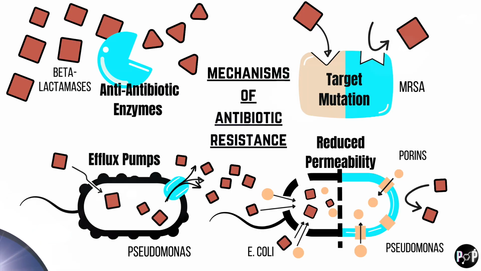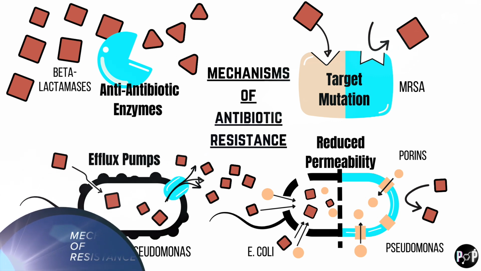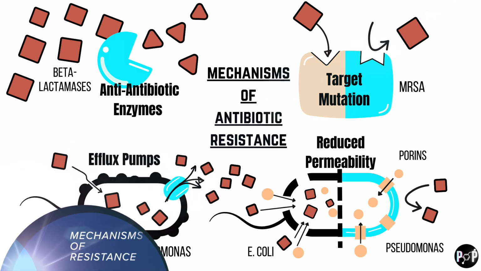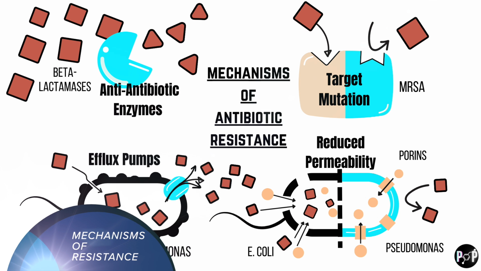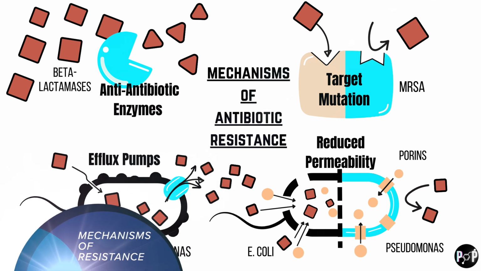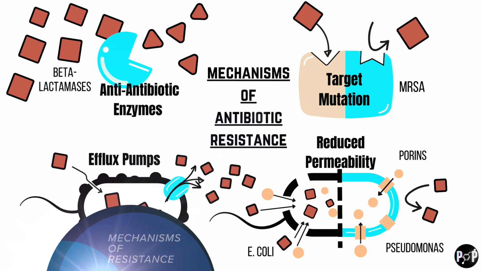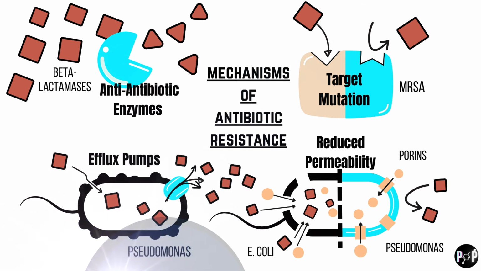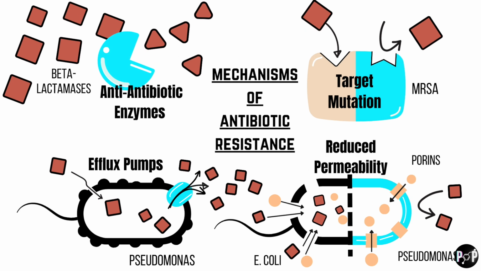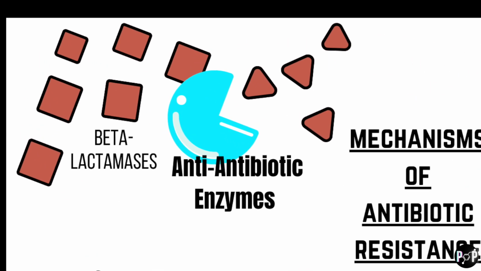There are four main mechanisms by which bacteria can resist antibiotics: bacterial enzymes, which hydrolyze antibiotics; mutation of the antibiotic target; efflux pumps, which can eject antibiotics out of the bacteria; and reduced cell wall permeability. Beta-lactamases are a large family of bacterial enzymes which are able to hydrolyze beta-lactams.